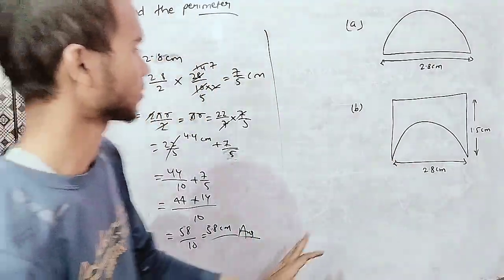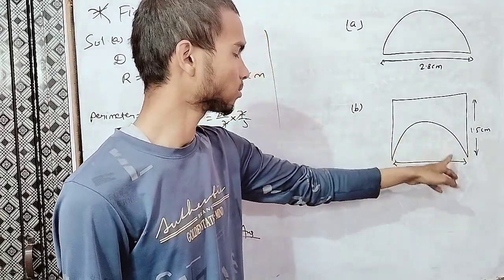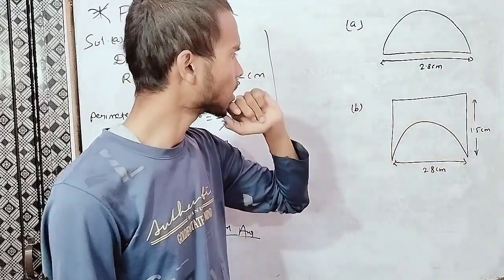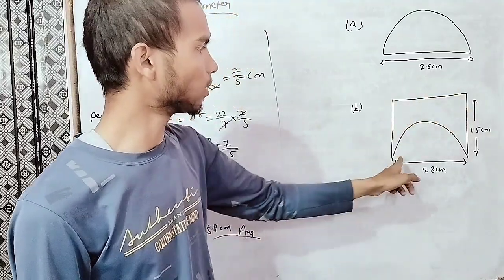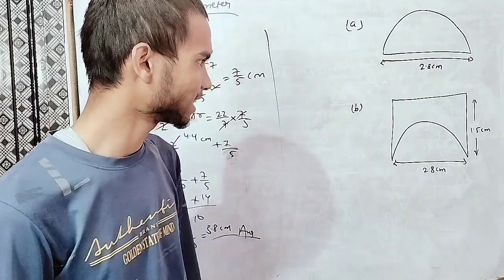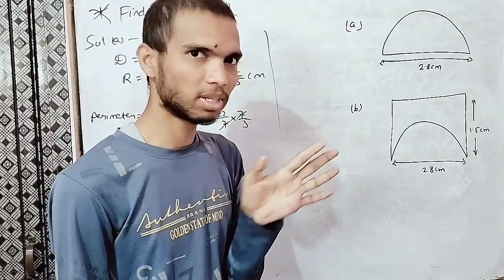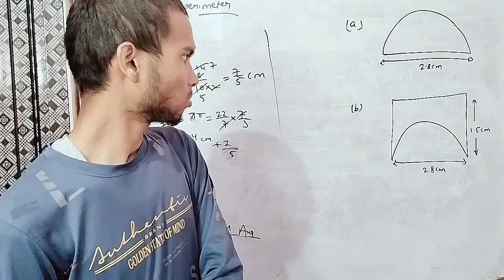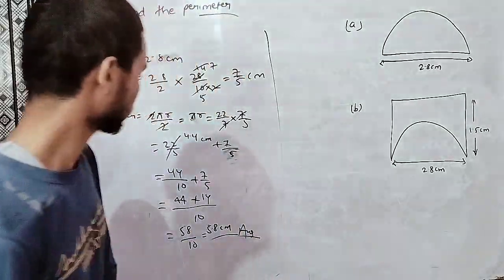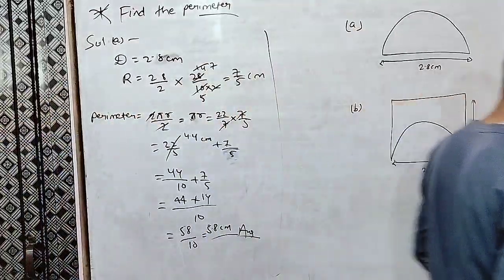Now let's move on to this one. We have a semicircle. We have a square as well, but one side we don't have. So the diameter is 2.8 centimeter. So radius will be 2.8 by 2. Okay. Now have a look at it. Then I will solve it.